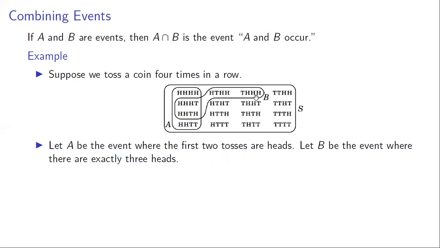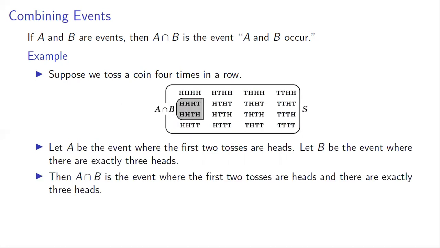So for example, something like THHH is not going to be part of the intersection because the first 2 tosses aren't heads. Something like HHTT is also not going to be part of the intersection because it doesn't have exactly 3 heads. The part that is going to be in the intersection is the overlap, right? So this is A intersected with B. So A intersected with B is the event where the first 2 tosses are heads and there are exactly 3 heads.